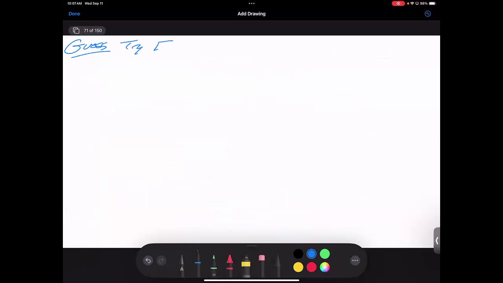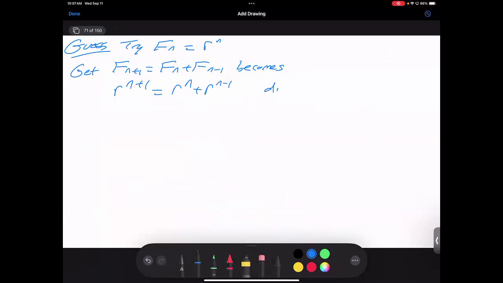Let's try Fn is r to the n. Then we would get, Fn plus 1 equals Fn plus Fn minus 1 becomes r to the n plus 1 equals r to the n plus r to the n minus 1. Divide by r to the n minus 1. Why can I divide by r to the n minus 1? It's a common factor. Am I allowed to divide by any common factor? As long as it's not 0.